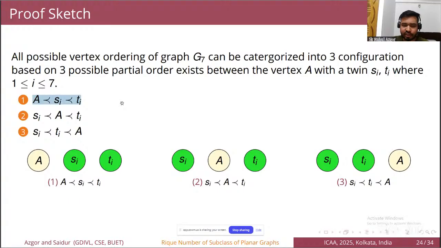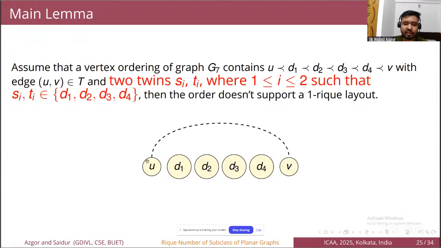Based on this fact, we have derived a lemma: if a vertex ordering contains U and V with an edge and D1 to D4 in between, such that D1 to D4 represent two twins Si and Ti in any particular order, and the edge between U and V is forced to be removed from the tail of the rig data structure, this configuration will not admit an on-rig layout. That means we cannot process all the edges in this configuration in any particular order. So using this lemma, we have shown that for each configuration, the configuration does not admit an on-rig layout. So the rig number of G7 is at least 2, and as the upper bound is also 2, we concluded that the rig number of the series parallel graph class is 2.